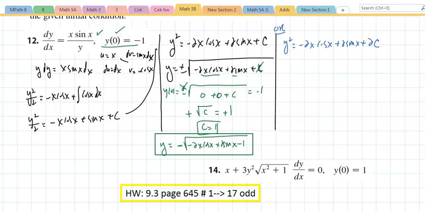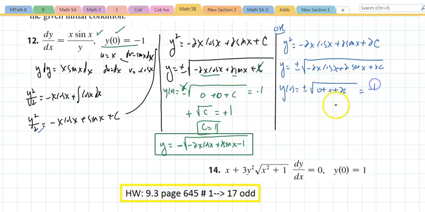If I was to use 2c when I simplified that 2 right there, then I would say y equals plus or minus, so the work is the same. But students often ask, what happened to the 2? How come you're not multiplying the c by that? Well, it doesn't matter. I'll show you. So y of 0, again, this is plus or minus the square root of 0 plus 0 plus 2c, and that equals negative 1.